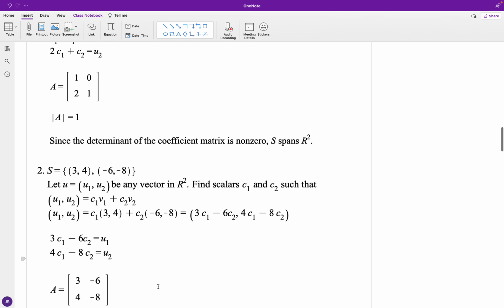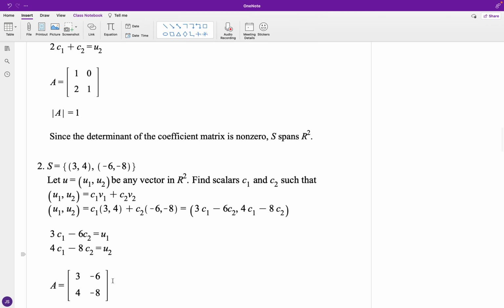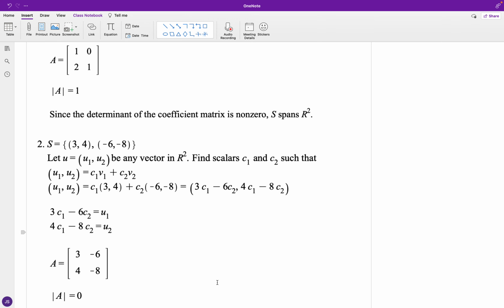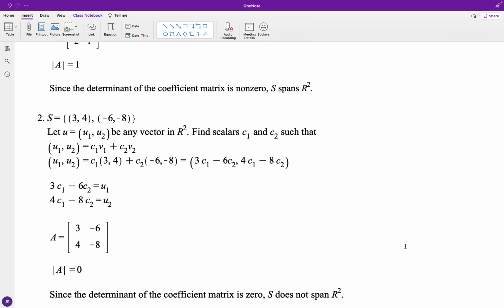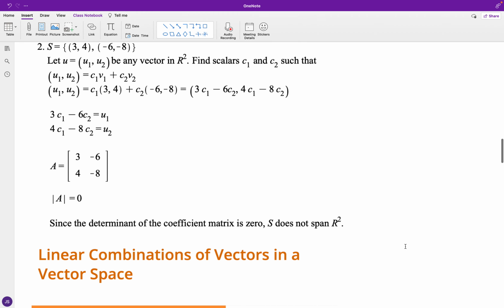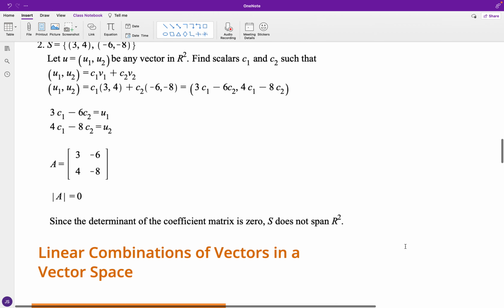For the coefficient matrix, again, we have 3, -6 for the top row, and 4, -8 for the bottom row. Taking the value of the determinant, this comes out equal to 0. Since the determinant of the coefficient matrix is 0, S does not span the set of all real ordered pairs. So for Rn, if you have a zero determinant, we cannot say that S is going to span.